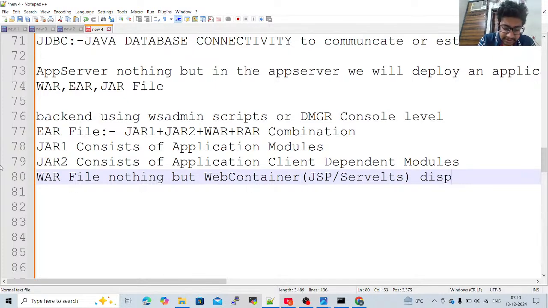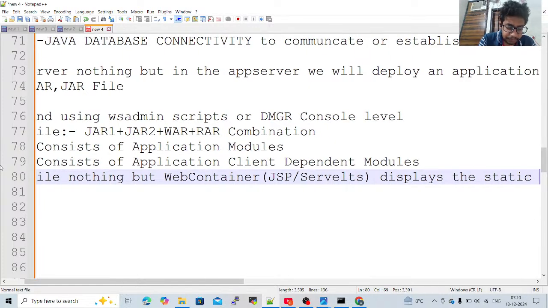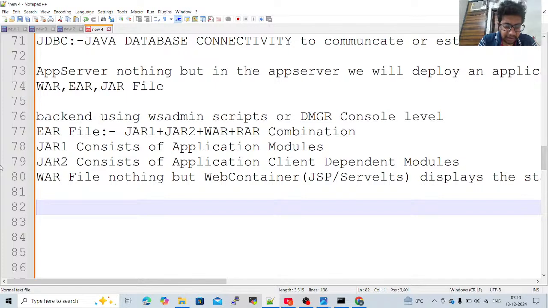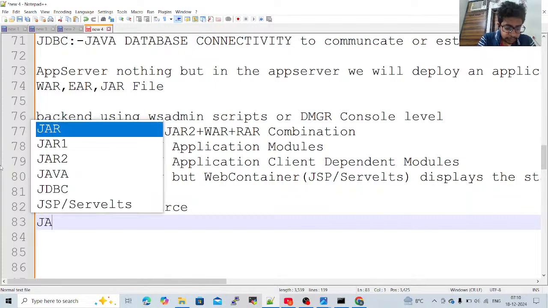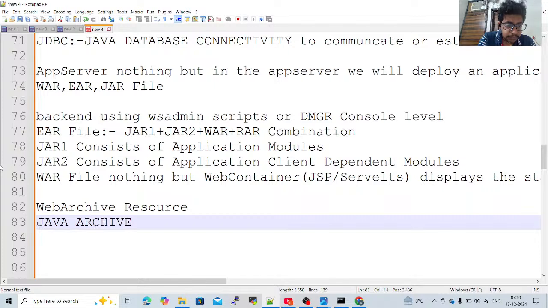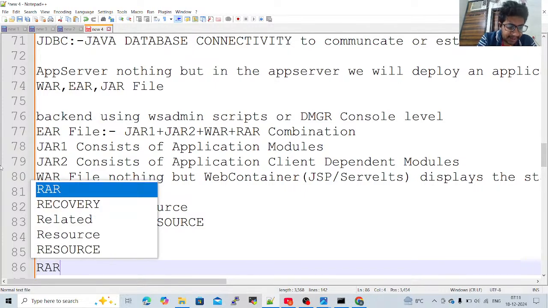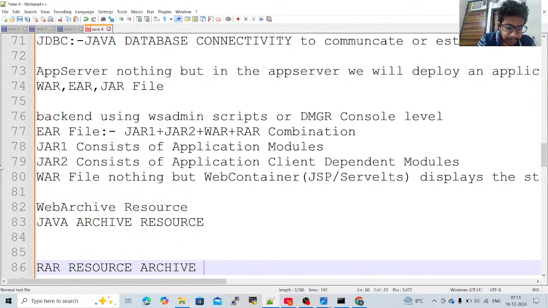It displays the static pages, okay. In this WAR file, the web resource or extension file, the Java resource, these are extensions somewhat different, I don't know exactly. The RAR resource, in this the DB related files are updated.